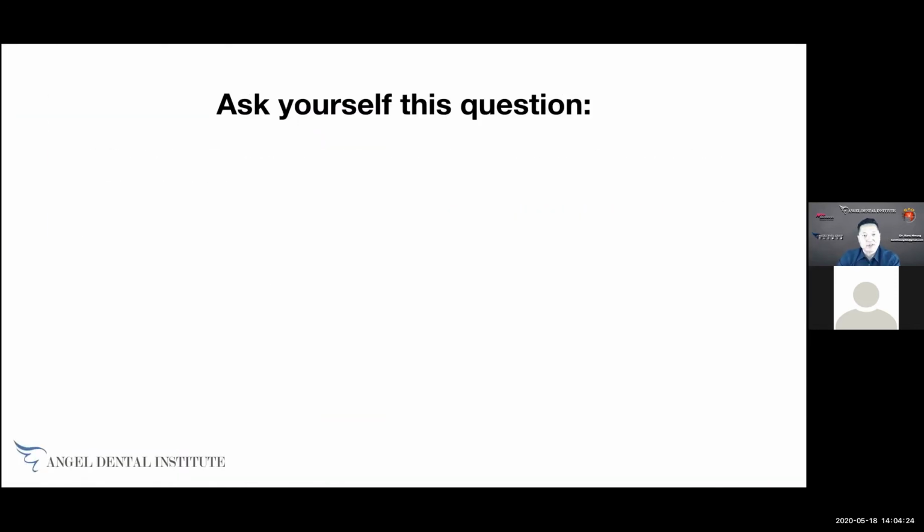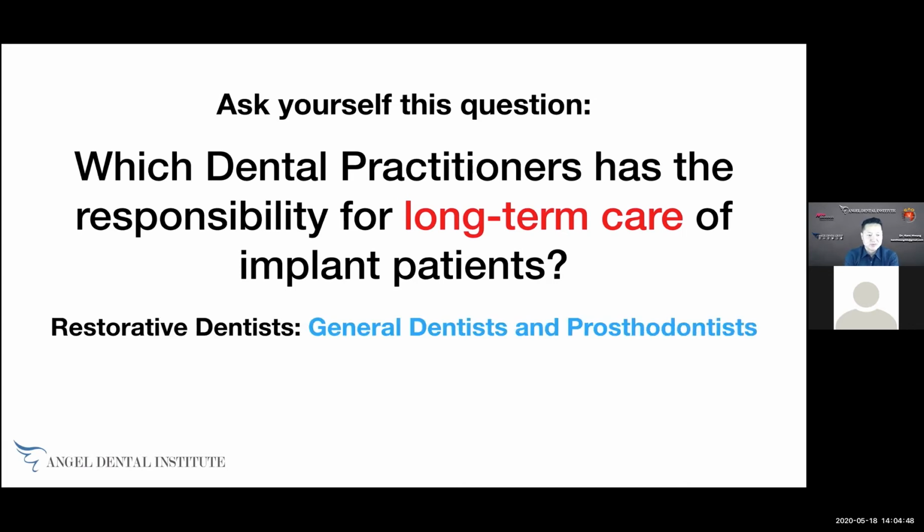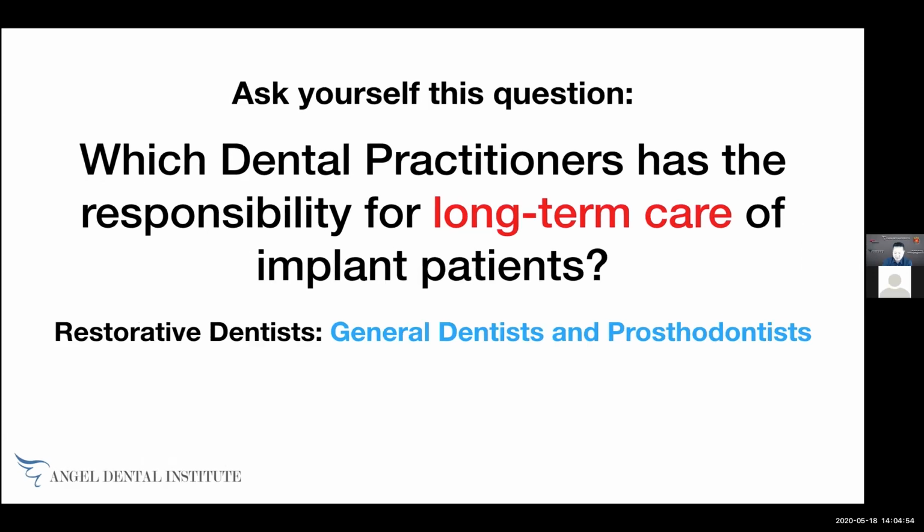You have to first ask yourself this question: which dental practitioner has the responsibility for long-term care of implant patients? Once the implant is done, who takes care of the patient? That's the more important one, because once the implant is placed, it's the aftercare, the long-term commitment. And that responsibility falls on the restorative dentist, the general dentist and prosthodontist.